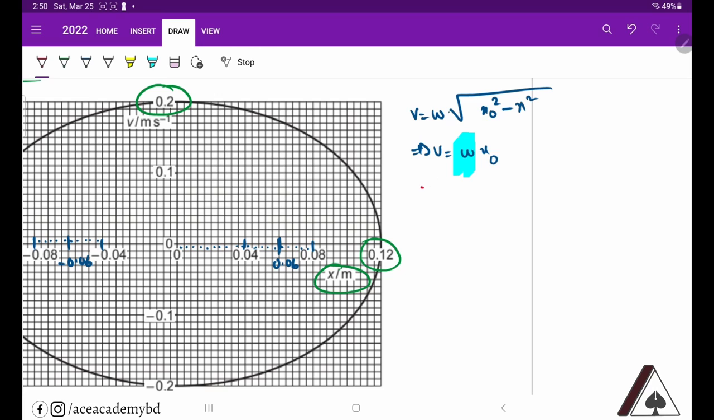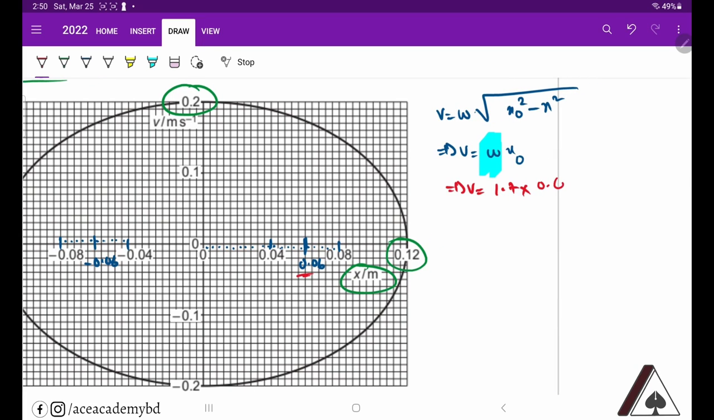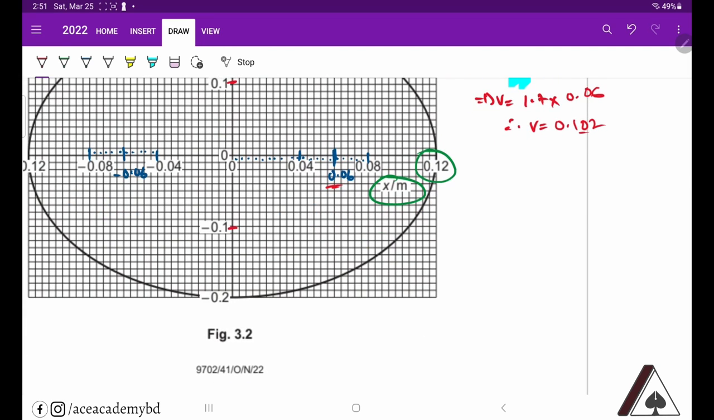Oh, sorry. So let's just find out v. 1.7 is omega, which I've already found out, and x naught has been decreased to 0.06. This gives us the new v. Let me just calculate 1.7 times 0.06. That gives me 0.102, so it's somewhere near 0.1. Over here is 10 boxes, so it's close to 0.1. It's slightly higher, but we can just write it as 0.1. So over here is 0.1 and negative 0.1.